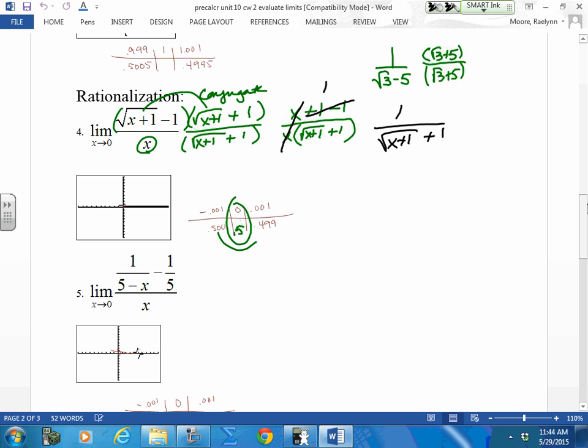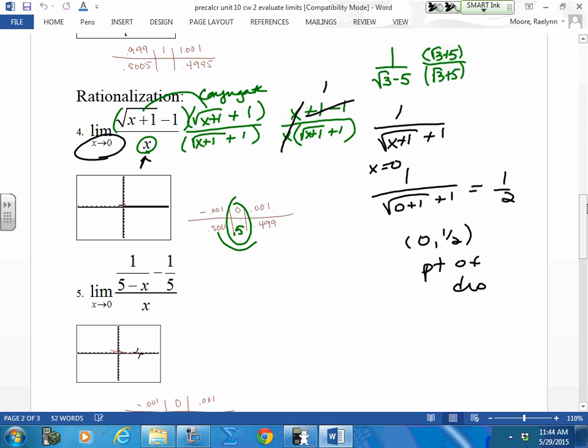Our goal was to eliminate this x, so I could see now, if I plug a 0 in there, what my point will be. So I take this, and I set x equal to 0, and I plug it in. And I get 0 plus 1 plus 1, which also gives me 1/2. So my point of discontinuity, my removable point, will be 0, 1/2, which again, when you graph this, was exactly what you saw on your table, right?